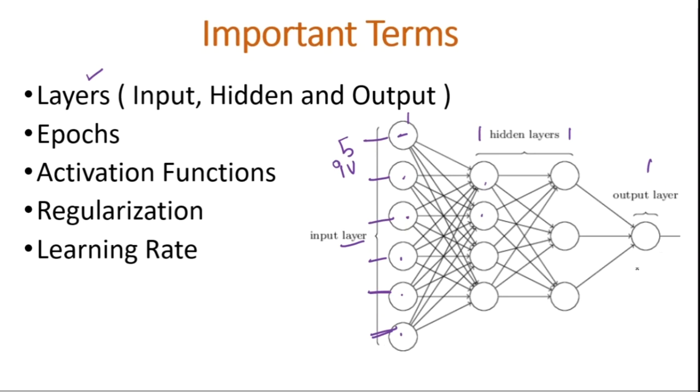Suppose we have a classification problem, whether a mail is spam or not. If the mail is spam it would give an output of 1, otherwise it will give a 0. So this is the output layer. These two are the hidden layers.